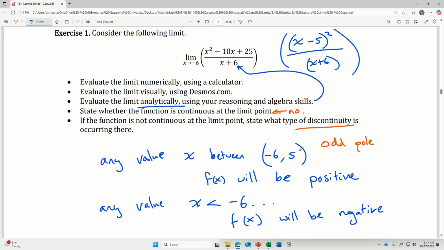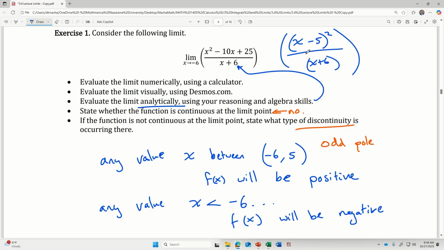And so this is how we know that by looking at this, when I have a factor with an odd multiplicity, by the way, I don't know if you heard the term multiplicity before or if it's just been a while. Multiplicity means the power on the factor whenever you've got it in factored form. So this x plus 6 factor has a multiplicity of 1. This x minus 5 factor has a multiplicity of 2. But if I have an odd multiplicity in the denominator, that's going to give me an odd pole.